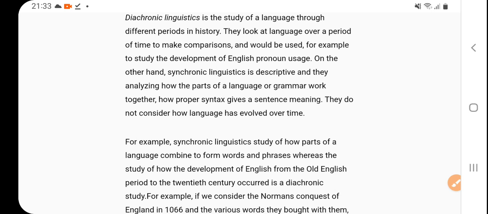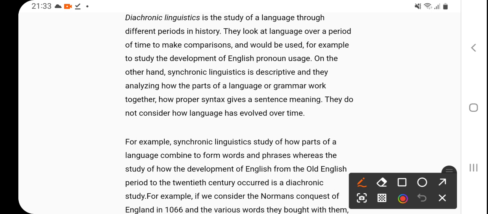They look at language over a period of time to make comparisons, and would be used, for example, to study the development of English pronoun usage, right? That's a very good example.